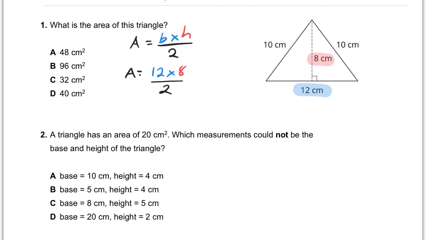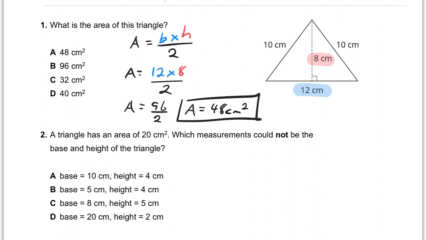So again, we just recopy it. 12 times 8, we get 96. We divide it by 2. Half of 96 is going to be 48 square centimeters. And centimeters, that's our area. And there it is right there. It's one of the options.